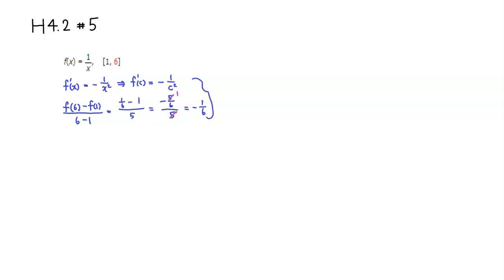So from here and there, we set negative 1 over c squared equal to negative 1 over 6. First, multiply both sides by negative 1. We get 1 over c squared is equal to 1 over 6, sorry. And then we can take the reciprocal of both sides. So you have c squared is equal to 6.